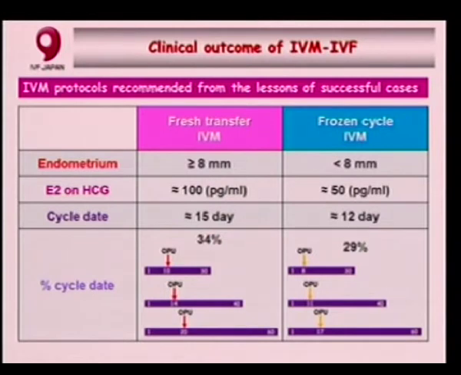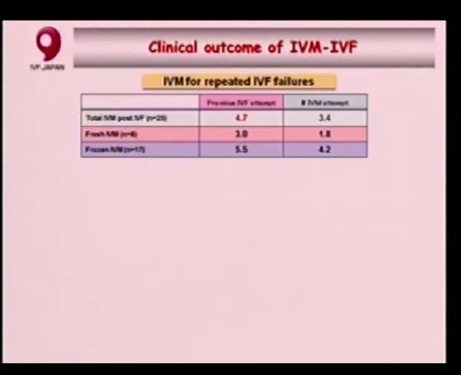For the frozen cycle, usually endometrium less than 8 millimeters, estradiol more than 50, and usually day 12, but it depends on the cycle length. So if it is a 60-day cycle, day 17 is okay for the retrieval.